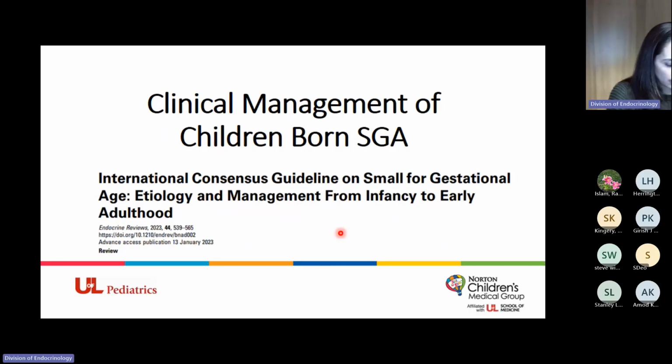All right, so now I am going to talk about the clinical management of children born small for gestational age. I will review mainly these guidelines that were published earlier this year. I think this is very relevant for us as pediatric endocrinologists, and I think they also mention a couple of things to keep in mind for adults.